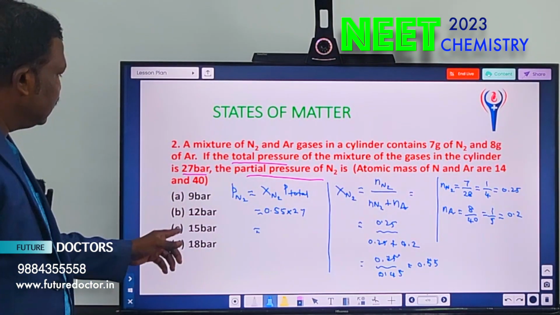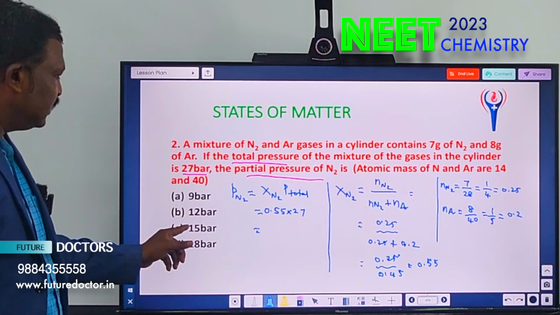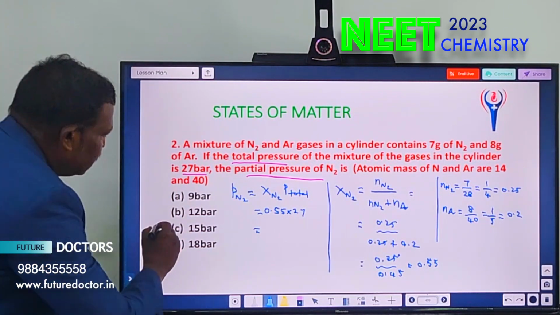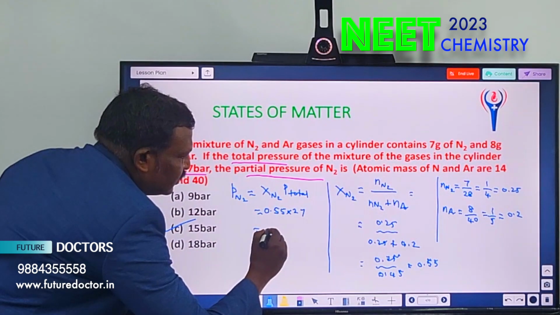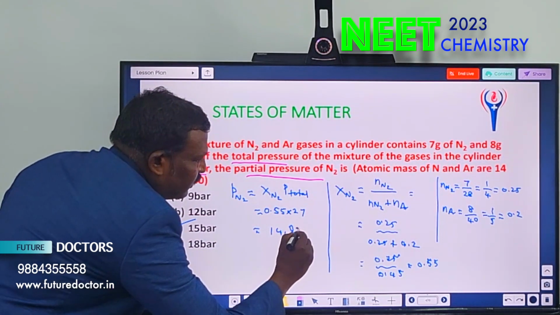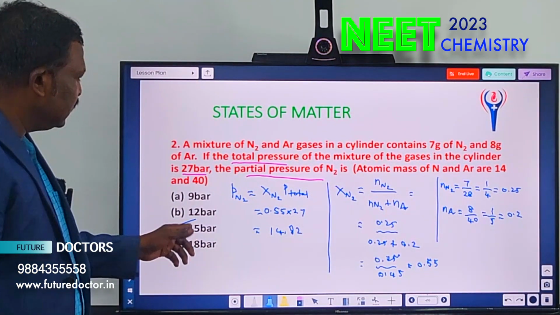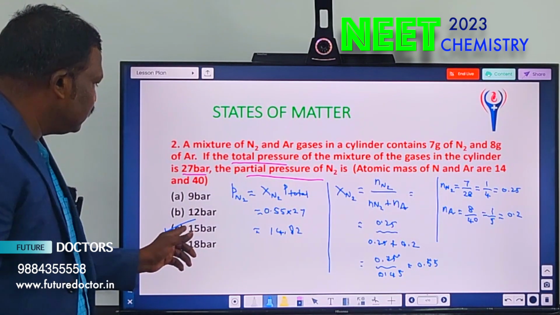But here what is the answer? The answer will be nearer to 14, which answer? The 15 bar. So it will be 14 point nearly 82 that is coming. Then only I take this answer. This is the correct answer, which is nearer to 15.